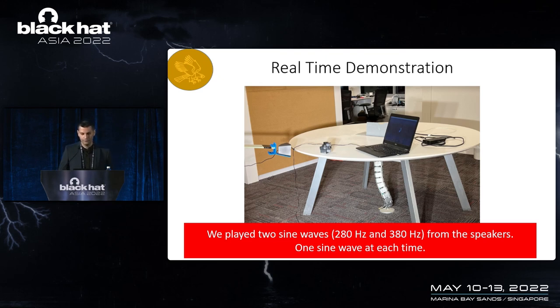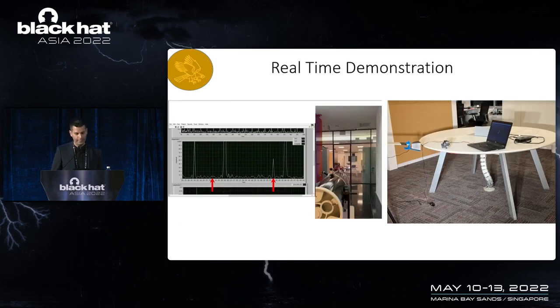Now, in the first demonstration that you're about to see, we played two sine waves, 280 and 380 hertz, from the speakers, one sine wave at a time, and I want to show you how it looks in the script that we wrote, in real time. On the left side, you can see the script, and you're about to see how peaks appear exactly at 280 hertz and 380 hertz. You can see how the peaks are changing between 280 and 380.